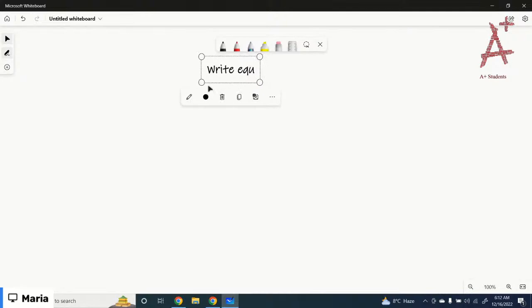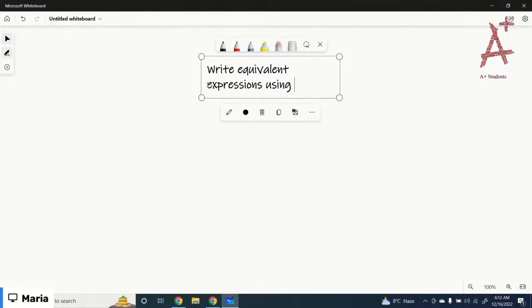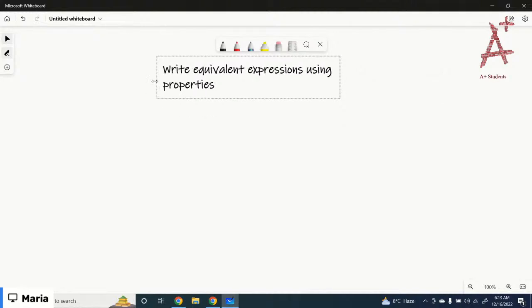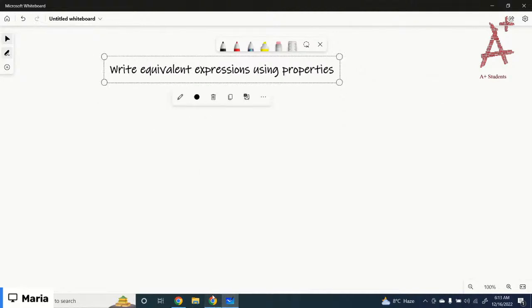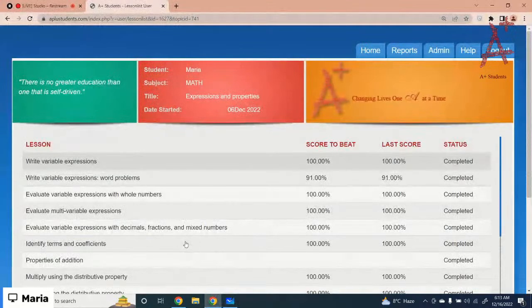The next one is write equivalent expressions using properties. Okay, let's start with the next lesson, that is write equivalent expressions using properties.